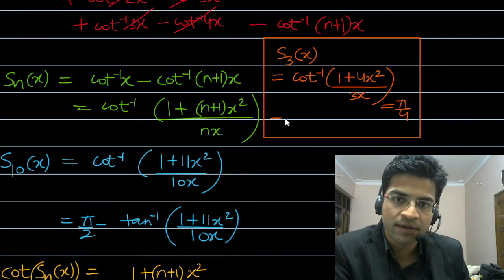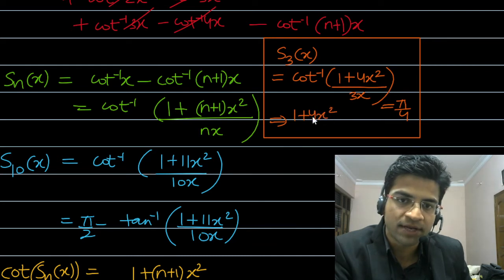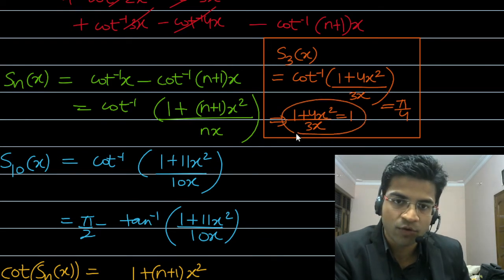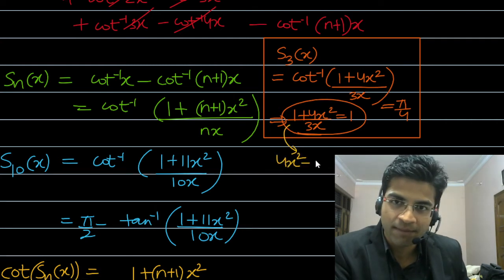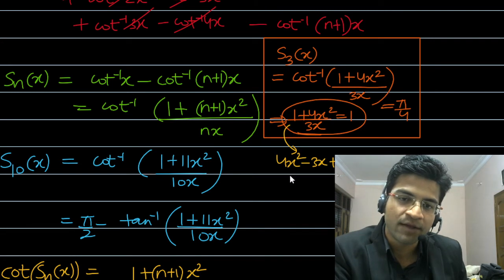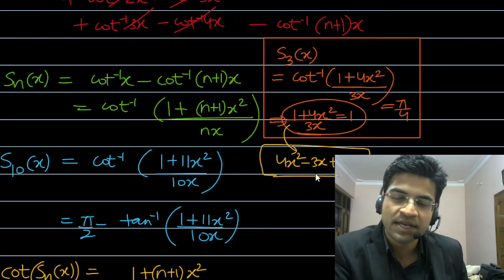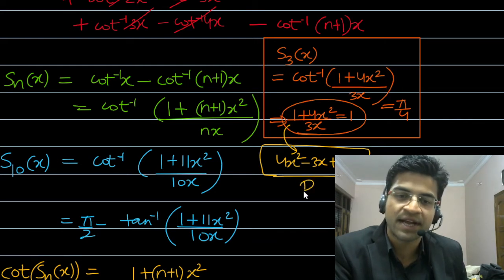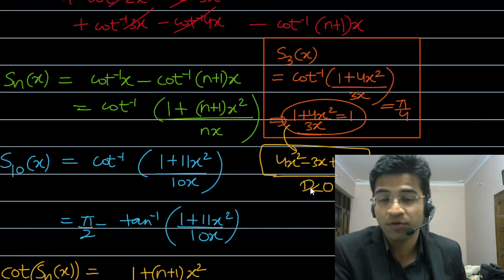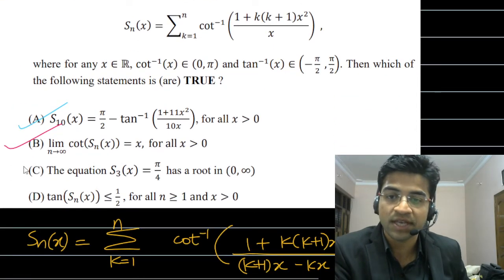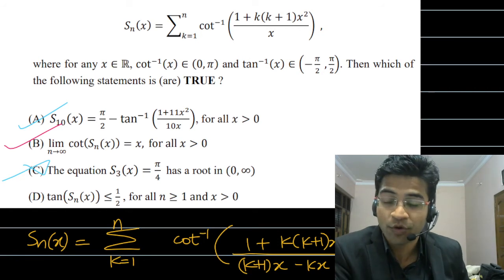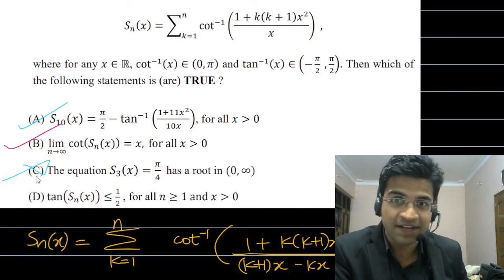So from this you get cot pi by 4, that is 1. So (1 + 4x²) upon 3x is equal to 1. So clearly this is 4x² minus 3x plus 1 equal to 0. You can observe this orally: the discriminant is negative. So does it have any real root? No, it does not have any real root. So C is incorrect. Don't go with the flow. C is not correct. A and B are correct.